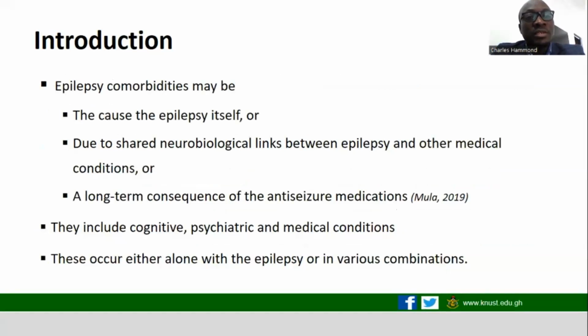So epilepsy comorbidities may be the cause of the epilepsy, may be caused by the epilepsy itself, may be due to shared neurobiological links between epilepsy and other medical conditions, or may be a result of long-term treatment with anti-seizure medications. They include cognitive, psychiatric, and medical comorbidities, and even physical comorbidities. These comorbidities occur either alone with epilepsy or in various combinations.